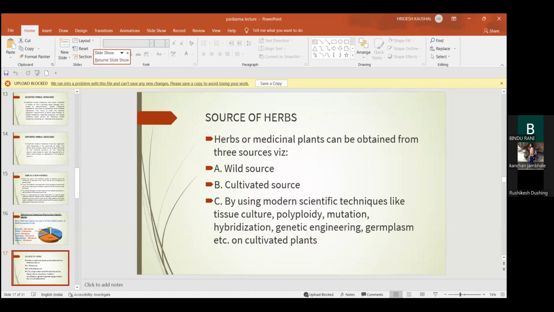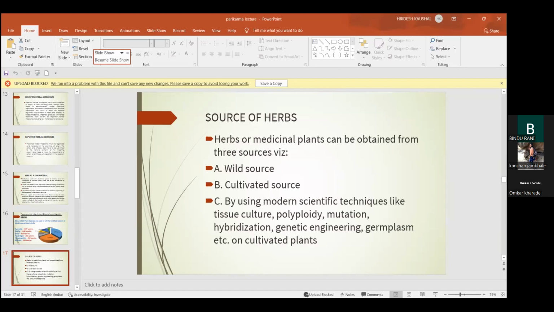Wild source means we can collect these herbs from various jungles. As we earlier discussed, India has different plant sources in different areas of the country. So we can collect these plants widely from the jungles, different ghats or different mountains. The second one is cultivation. We can cultivate on a large scale by using good agriculture practices.